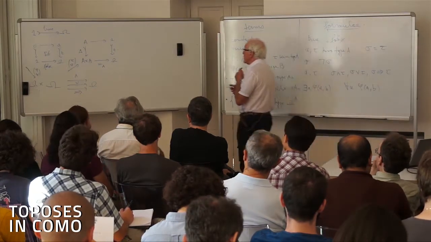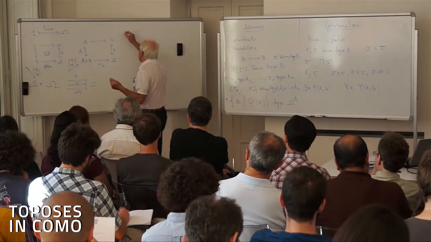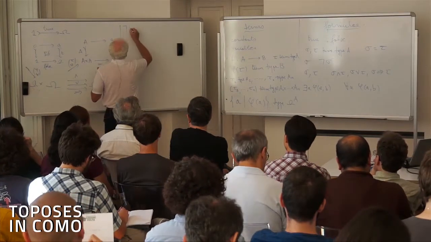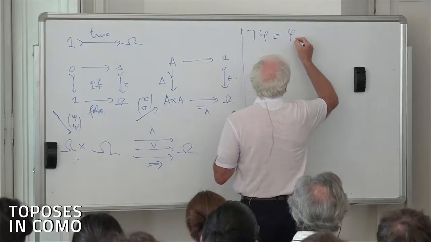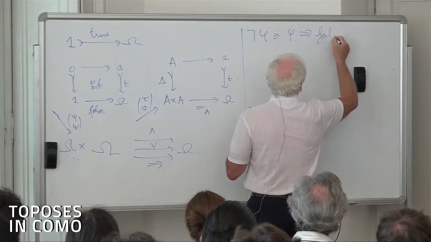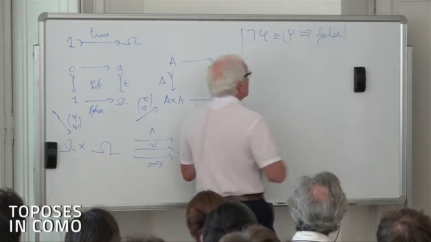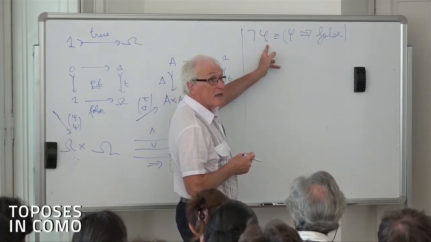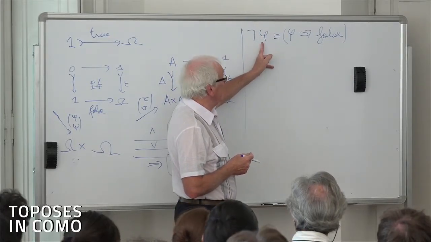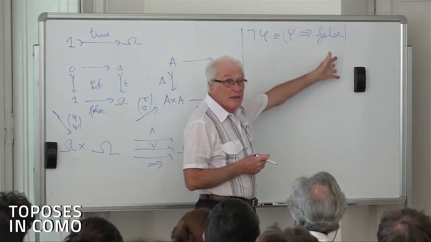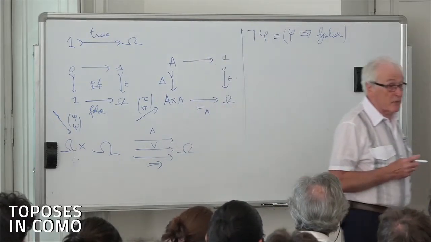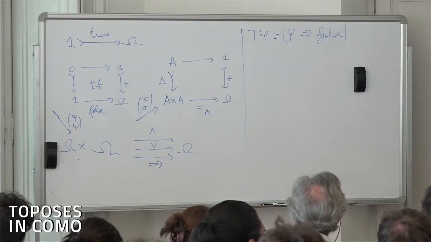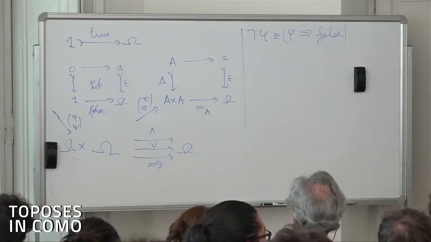What about the negation? Well, like in every logic, not phi, that's phi implies false. What do you mean by the fact that phi is false, that you do not have phi? That means that from phi you get a contradiction, you get the false. So the negation is just a special case of the implication.